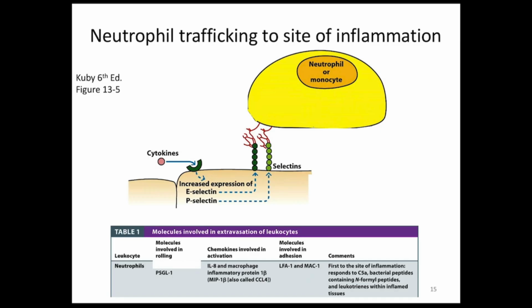If we're in the situation where we have a neutrophil going to the site of inflammation, generally what we see is that the neutrophil has the carbohydrate, which is called PSGL1, while the inflamed site has P-selectin and E-selectin. And PSGL1 is a carbohydrate that binds to P and E-selectin.